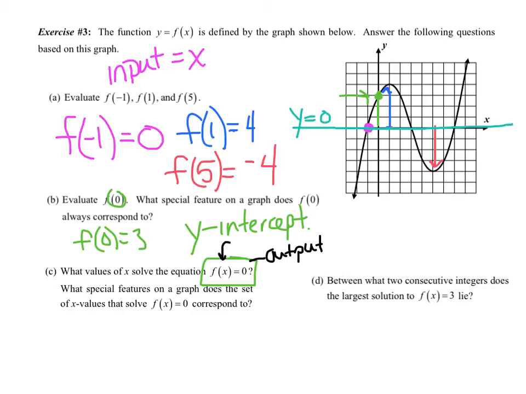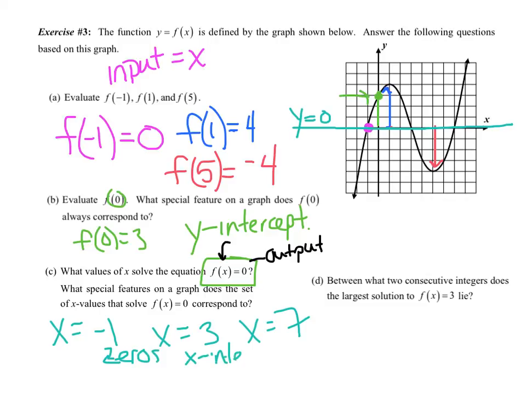I would say there are 3 times y equals 0. When x equals -1, when x equals 3, and when x equals 7. There are 3 times the graph, this function, equals 0. What special feature on the graph does this set correspond to? Well, remember, those are called zeros. Now, they also have another name. We could also call them x-intercepts.